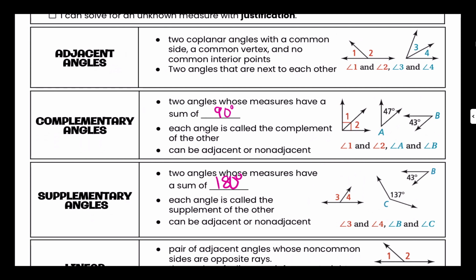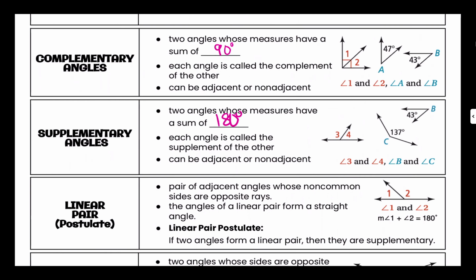So basically, two angles that are next to each other. So here's that common side, that common vertex. Common side, common vertex. Okay? Complementary angles are two angles whose measures have a sum of 90 degrees. Each angle is called the complement of the other, and they can be adjacent or non-adjacent. So here's an example of adjacent, and here are two examples of non-adjacent.